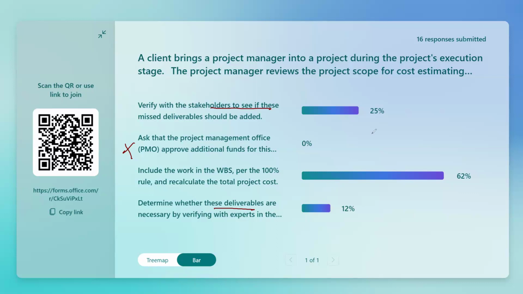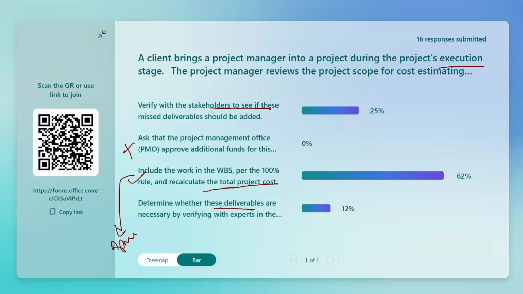But the question clearly says you have understood this deliverable is missing. So why would you go and determine whether you have to add it or not? What you have to do is include the work in WBS per the 100% rule. You are applying the 100% rule because you are missing it, and recalculate the total project cost. What is the next step? Going for approvals, because you're already in execution, right? As a project manager, you know your deliverable is missing. Deliverable missing means the deliverable will have its components, subcomponents, work packages, everything missing. So follow the 100% rule, add it, calculate.